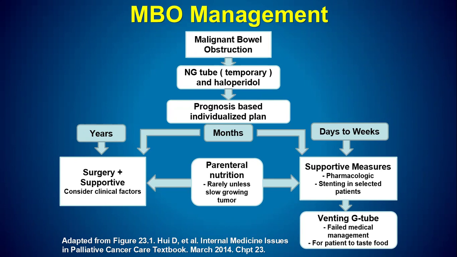If you feel the prognosis is not that great, but it is still reversible, you can give medical management or supportive measures along with parenteral nutrition if needed. And if you feel that the prognosis is very poor, or the health of the patient is not good, then you can just go for supportive measures plus or minus nutrition if needed, or if needed, a venting gastrostomy can also be done.